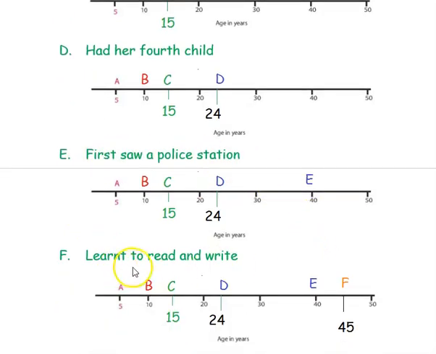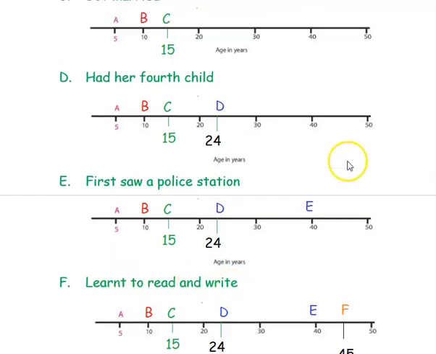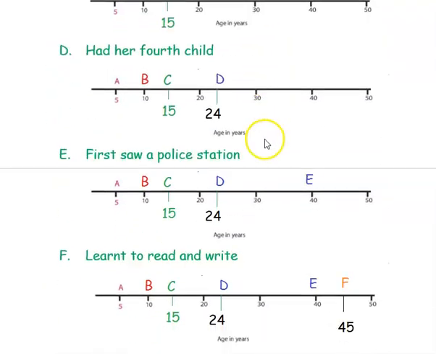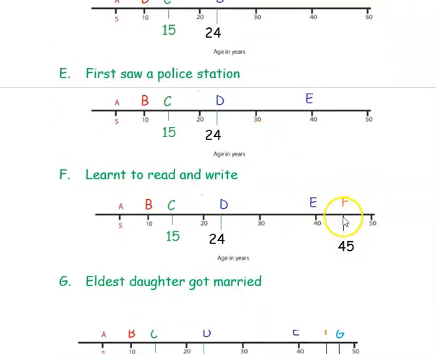Next, learn to read and write. If you look at her story, it says two years later, I was 45, I learned to read and write. So at 45, she learned to read and write. 45 lies between 40 and 50, so you have to mark 45 and you can mark it as F.